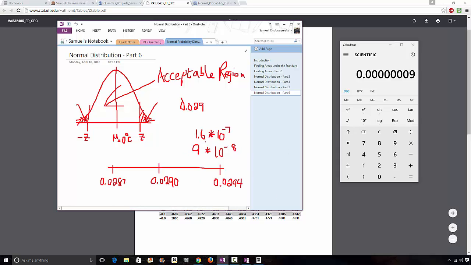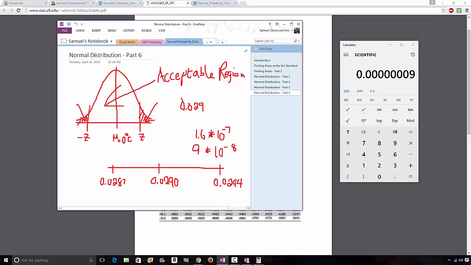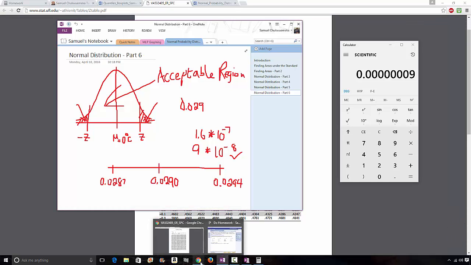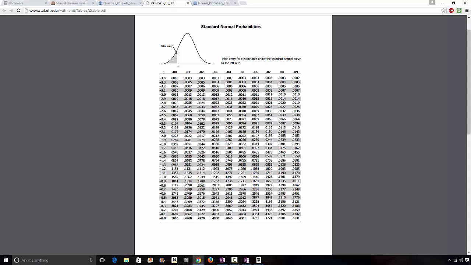So if we compare these two distances right here, we see that this is bigger than this. We're looking for the smallest square of the distances between them. So 0.029 is closer to this than this. So we're going to use 0.0287. Now, what was the z-score that corresponded to 0.0287? It was negative 1.90. So that is what we are going to use.